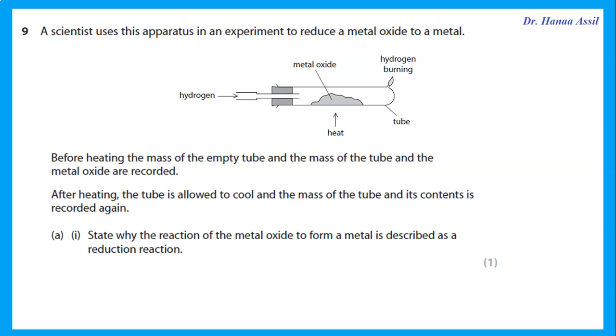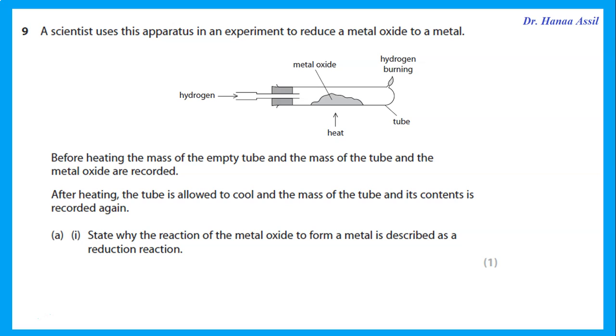Question 9 says a scientist uses this apparatus in an experiment to reduce a metal oxide to a metal. So I'm starting with metal oxide and we're passing hydrogen over it. This will change the metal oxide to metal, so magnesium oxide to magnesium, for example. Before heating, the mass of the empty tube and the mass of the tube and metal oxide are recorded. After heating, the tube is allowed to cool and the mass of the tube and its contents is recorded.